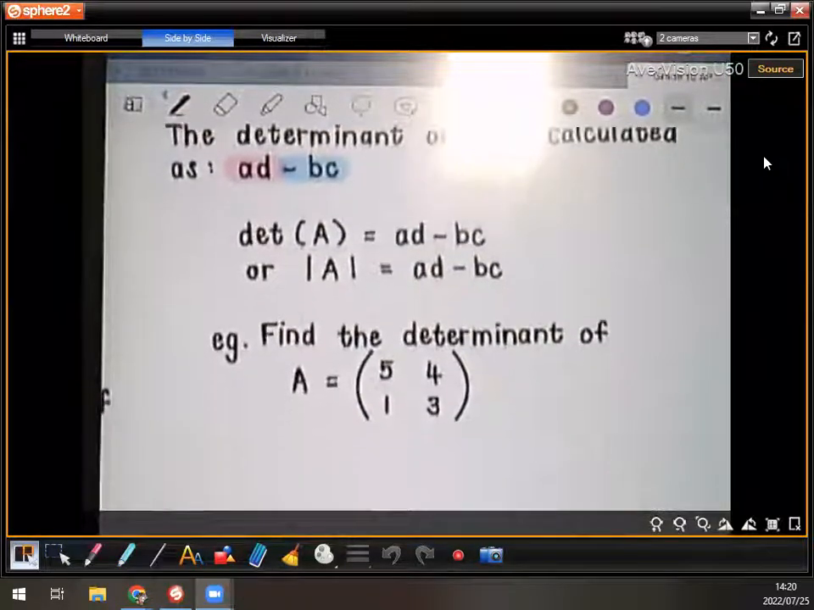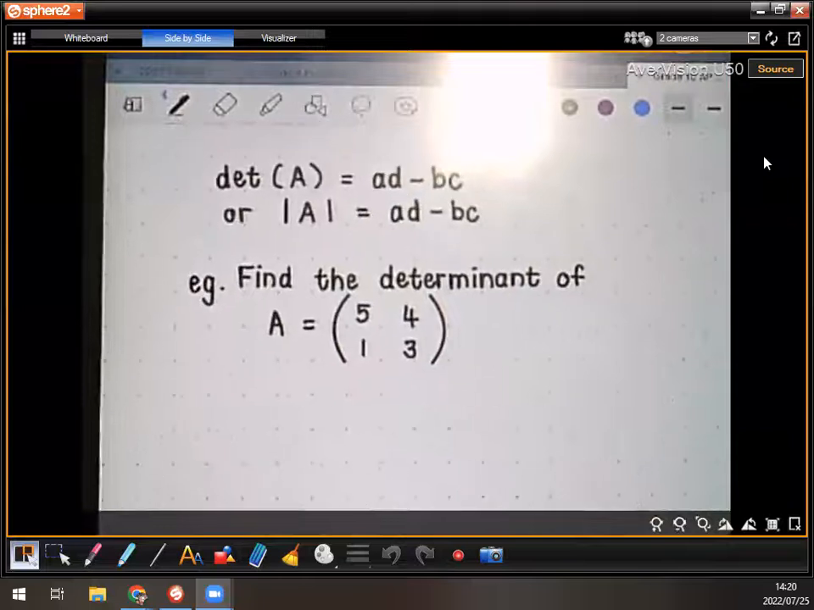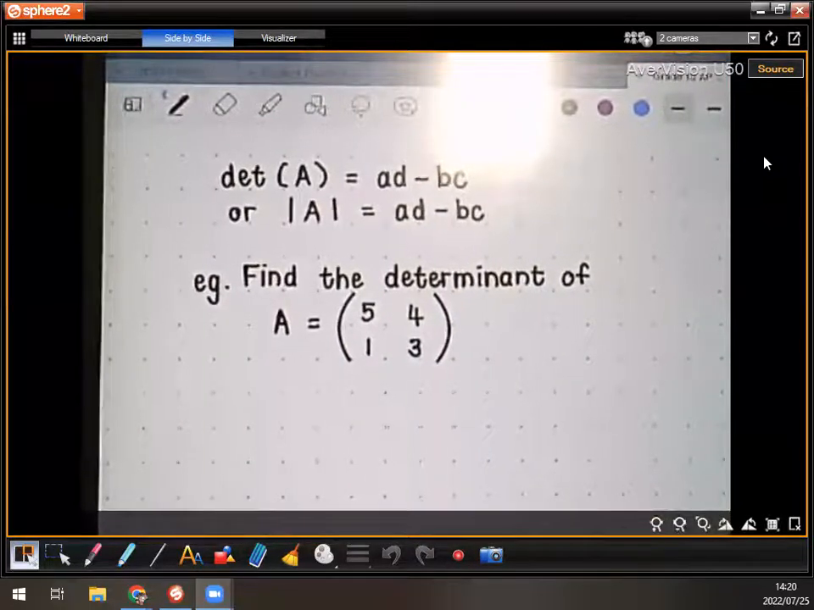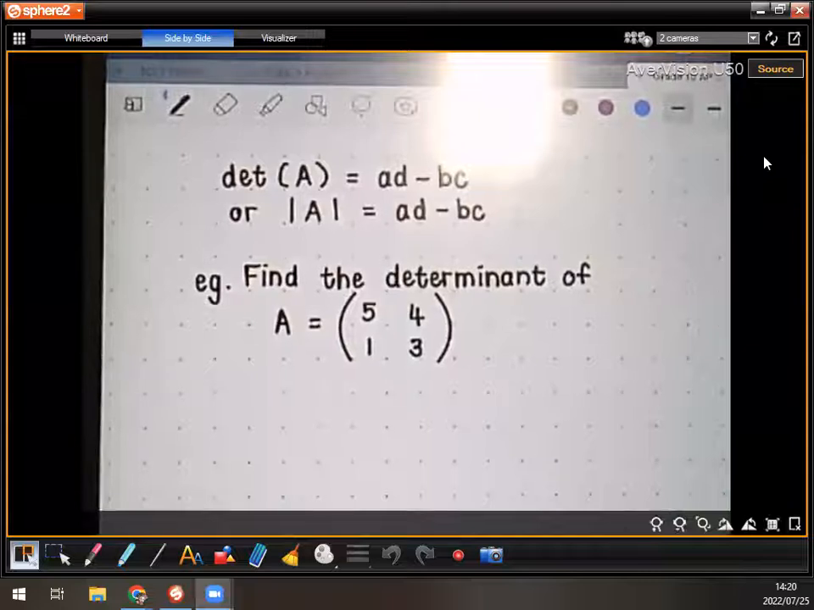Okay, we are going to do this example quickly. It's very simple, guys. It's not like a trick. There isn't really much more to this thing than what we're going to calculate now. Just write that down quickly. Find the determinant of A, which is this matrix.